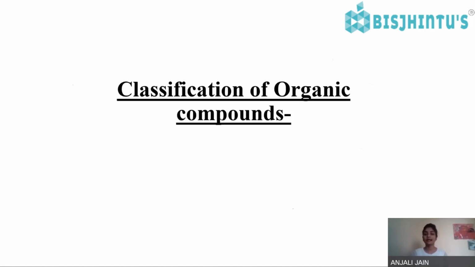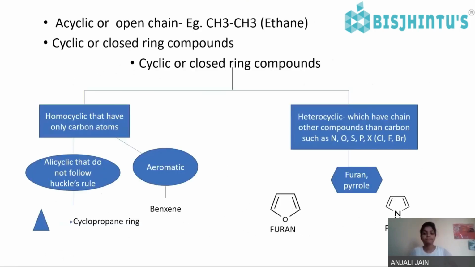Now we come to the classification of organic compounds, because classification is very necessary to ease things out. It would be very complex if you consider the 5 billion organic compounds which are formed by carbon. So basically they are classified into acyclic and cyclic compounds. Cyclic compounds have a closed ring, and acyclic compounds are open chain. In acyclic compounds, we can look at the examples of ethane, methane, propane.